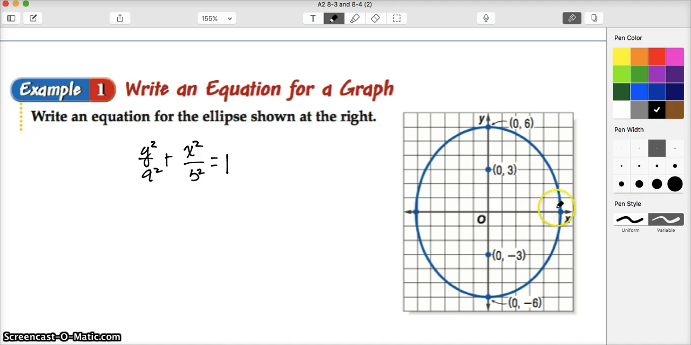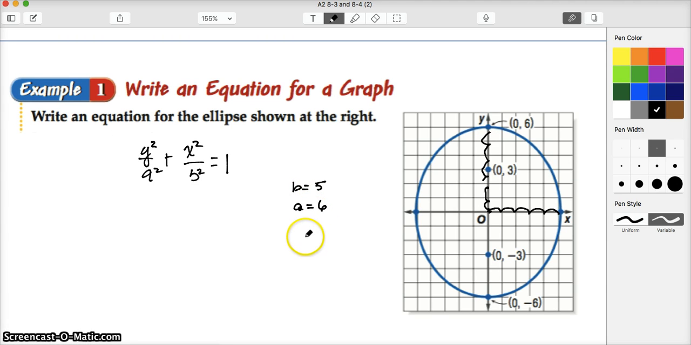Well, we might not have to. It looks like we can find it from our graph. So this is the minor axis. What's the length of the minor axis? 1, 2, 3, 4, 5. 5 times 2 is going to be 2b, so b is equal to 5. And the major axis, 1, 2, 3, 4, 5, 6. So a is equal to 6.